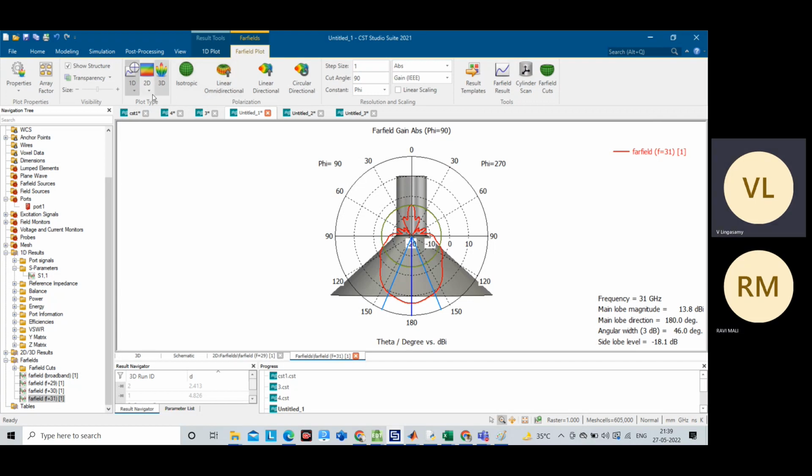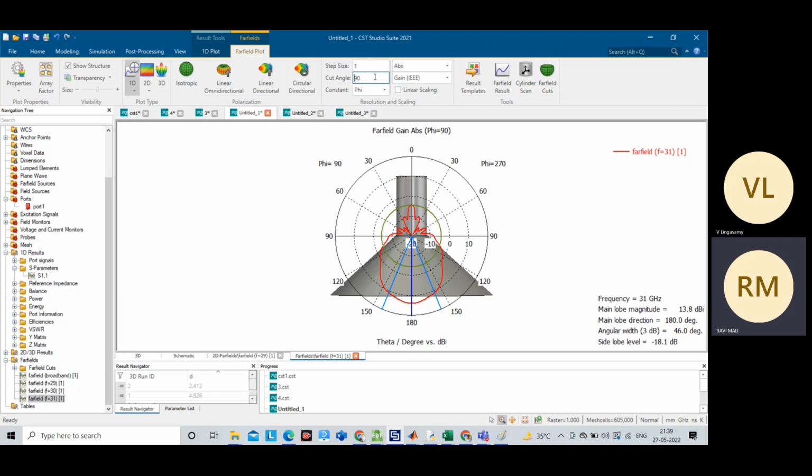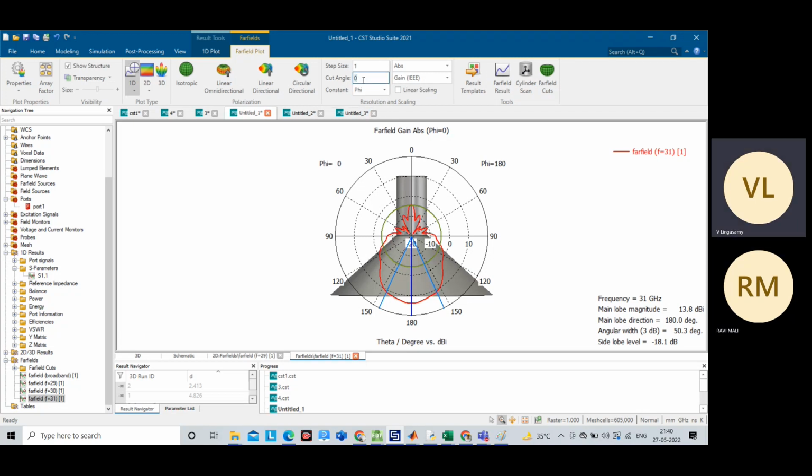Here you can see the cut angle is there, right? Put zero and enter, and enter. Both are the same because you are getting the same pattern, right? Because it's a symmetric pattern. Usually a conical horn and a circular horn will have a symmetric pattern in all the cuts.